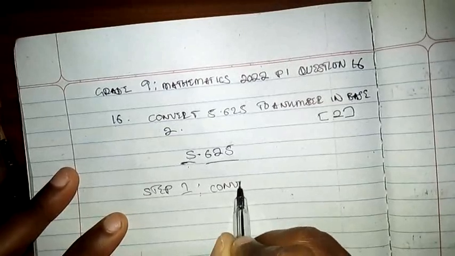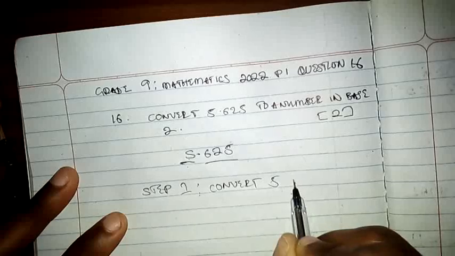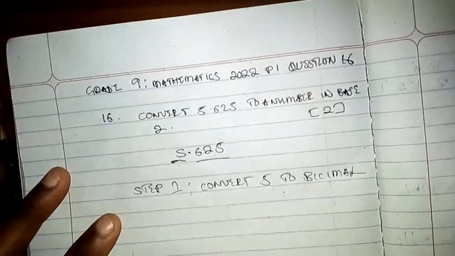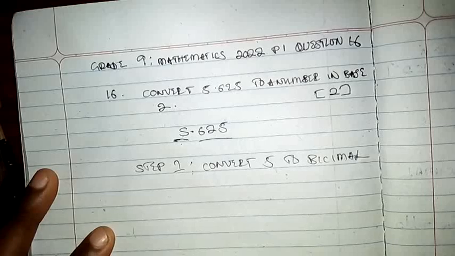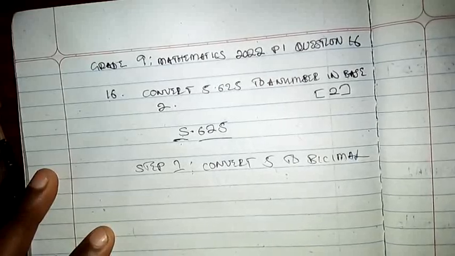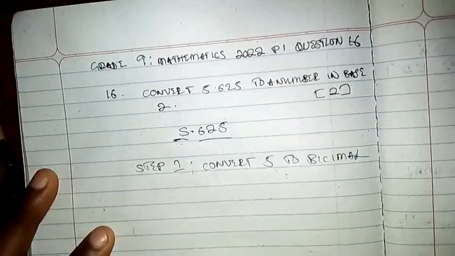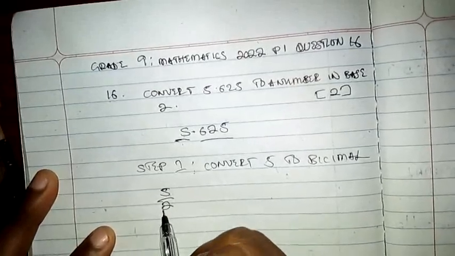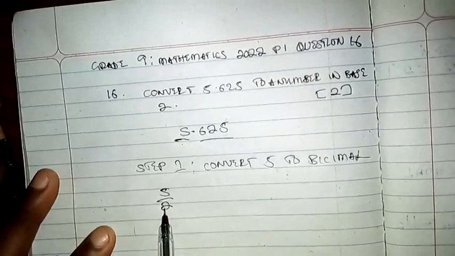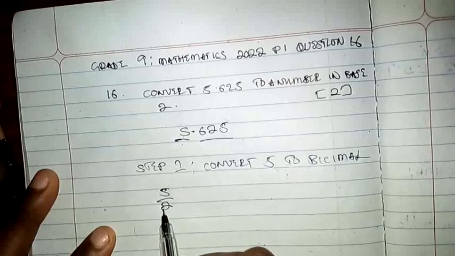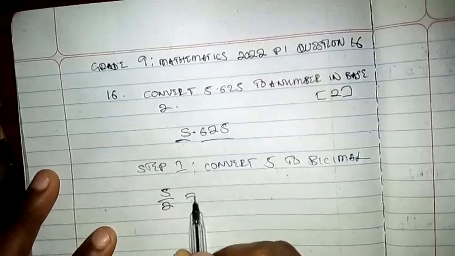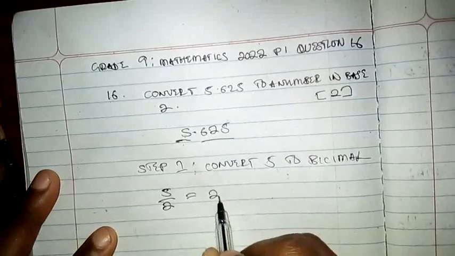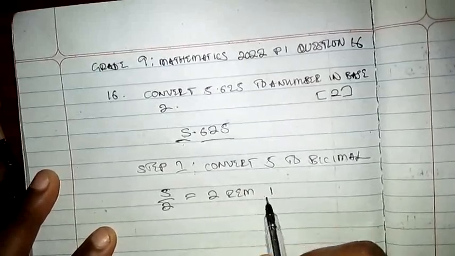So we convert 5 to binary. By now you should be familiar with what binary is. Let us convert 5 into base 2. The first thing is to divide it by 2, because 2 is the base we want to convert 5 into. What is 5 divided by 2? 2 into 5 is 2, remainder 1. So we write 2, remainder 1.